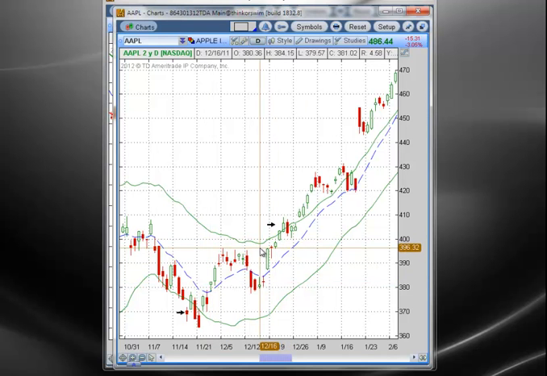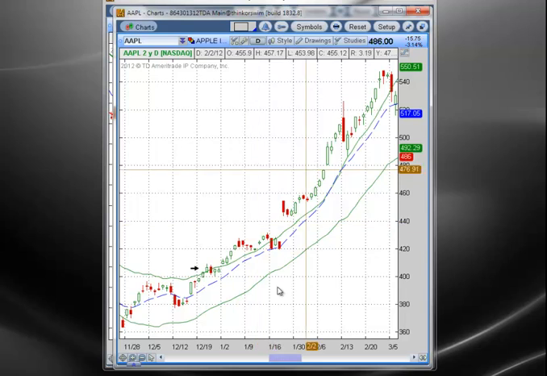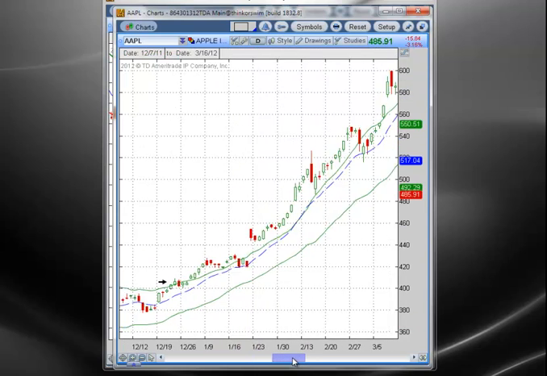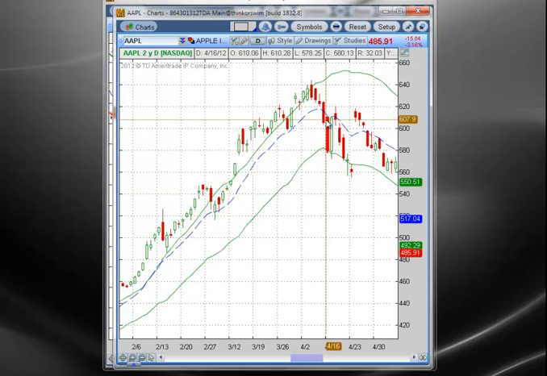Next opportunity. Certainly no system works every single time. We have a close above the upper band. We have a second close above this high. We establish a long position at 405. And it looks like we get to take this all the way to 605.